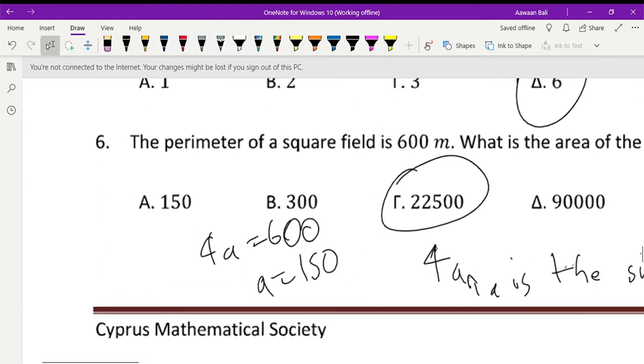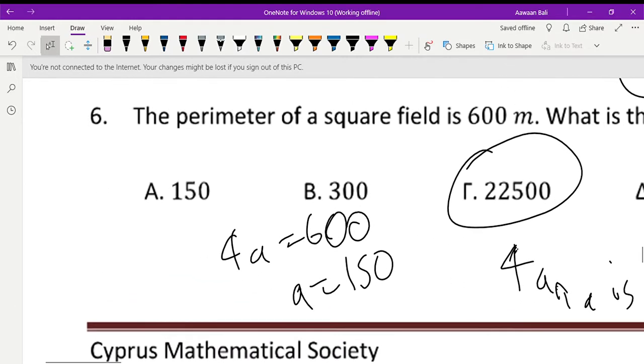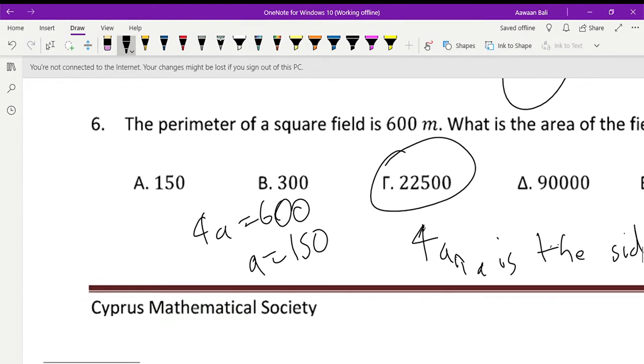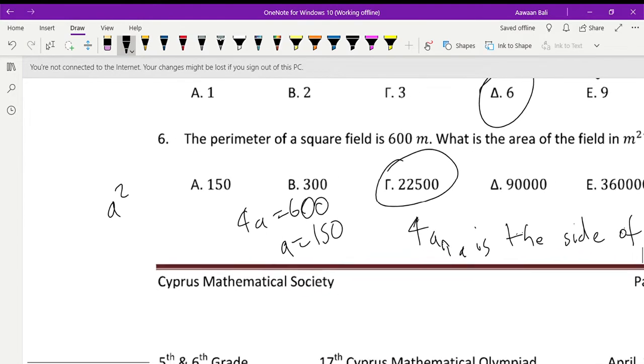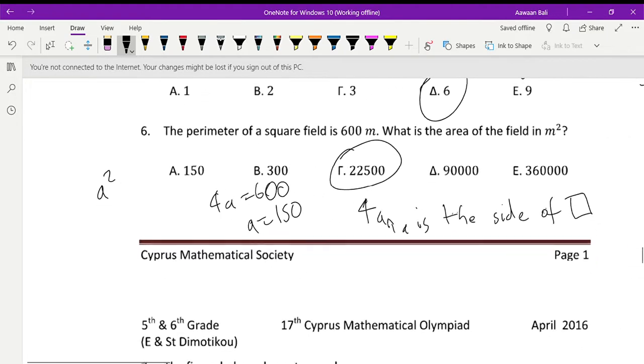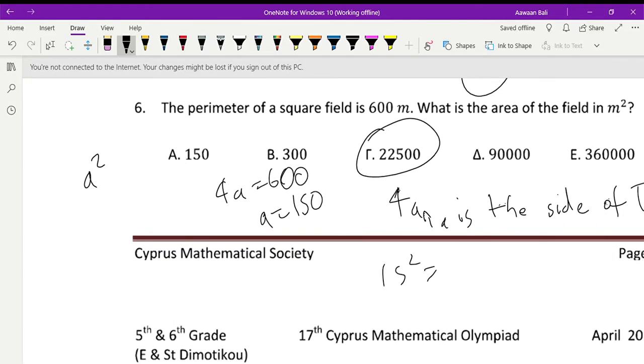Basically, what we just did here is we treated both sides the same. We divided both the left hand side and the right hand side by 4, and you get a is equal to 150. Now we just square it, because a squared, where a is again the side of a square, is the area of a square. So basically 150 squared is basically, if you know 15 squared, that's 225.